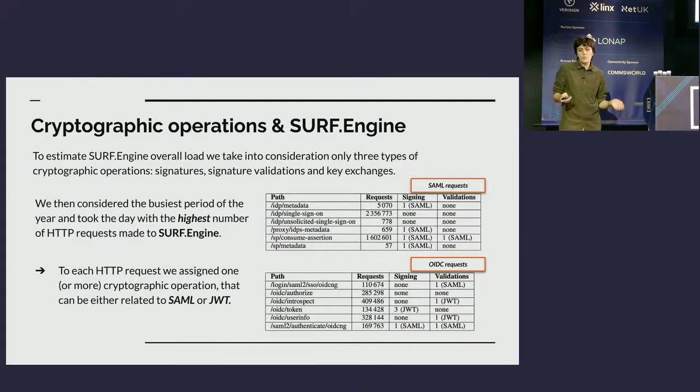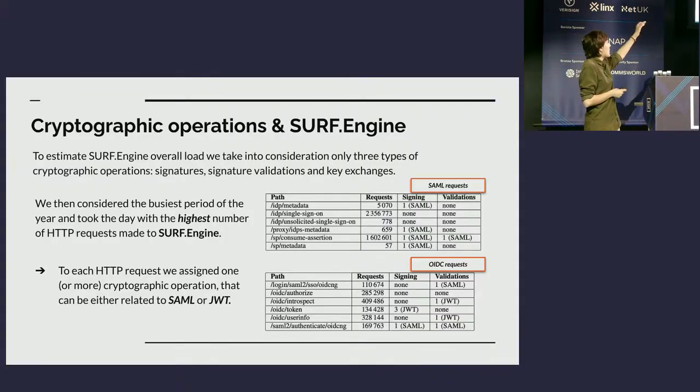So what did we do? To estimate the SURF engine load, we take into consideration 3 types of cryptographic operations: signatures, signature validations, and key exchanges, which are the ones that will be replaced by post-quantum cryptography, which is heavier. We considered the busiest period of the year and took the highest number of HTTP requests made.